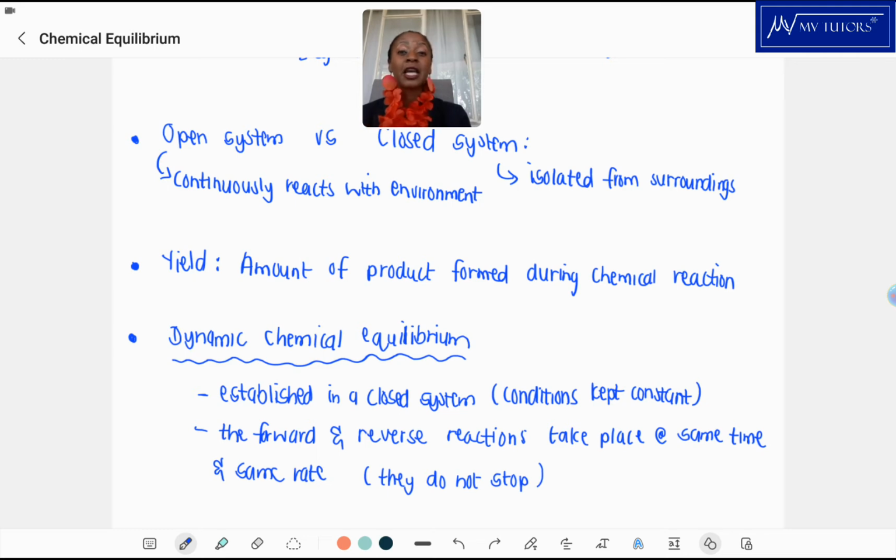Make sure you understand and you know what dynamic equilibrium is. The rate of the forward reaction is equal to the rate of the reverse reaction, and it is important that this all occurs in a closed system.